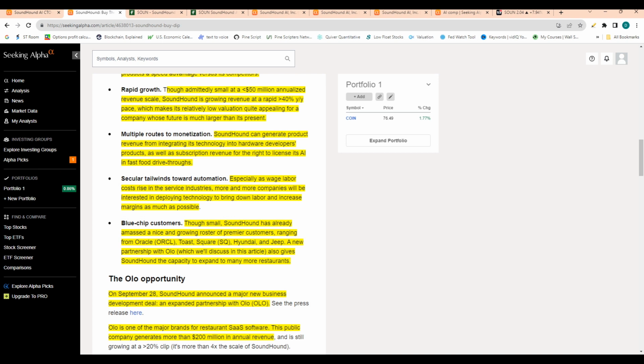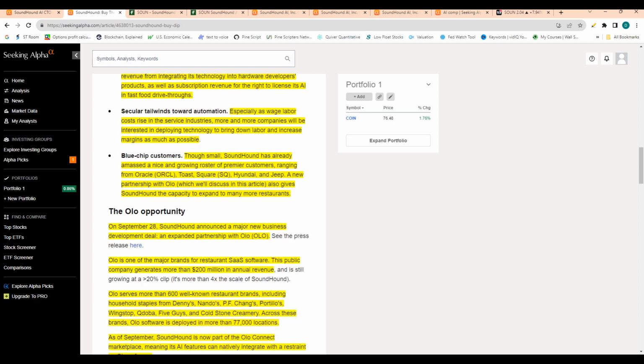And then multiple routes to monetization. So SoundHound can generate product revenue from integrating its technology into hardware developers' products, as well as subscription revenue for its rights to license its AI in fast food drive-thrus. And this is especially important because right now there's a major labor shortage, and labor is just extremely expensive right now. So if these drive-thrus can save some money and use SoundHound AI's system, well, they're going to benefit a great amount from that.